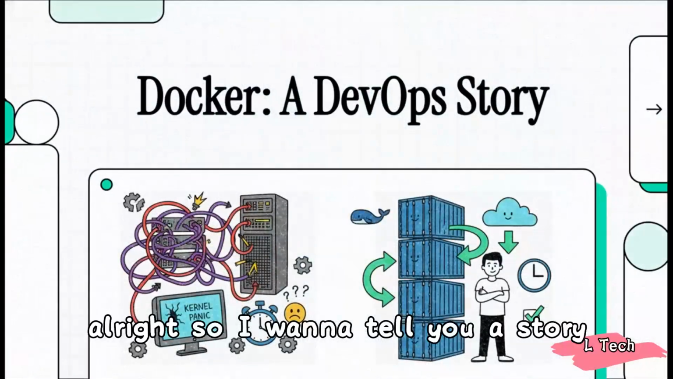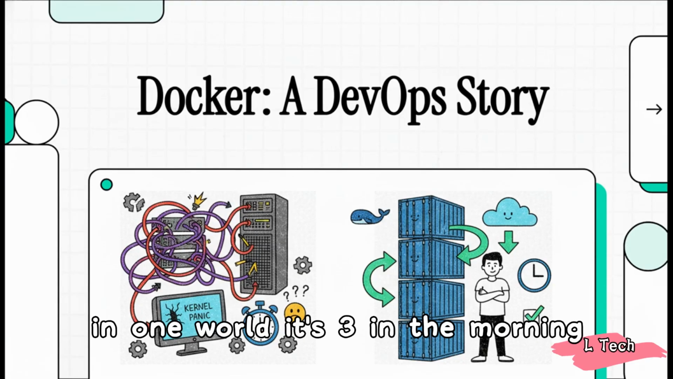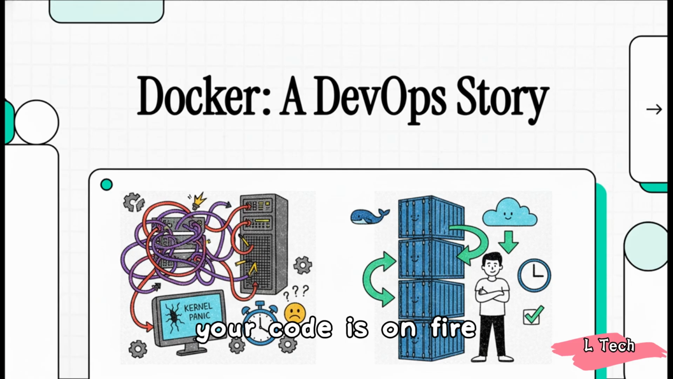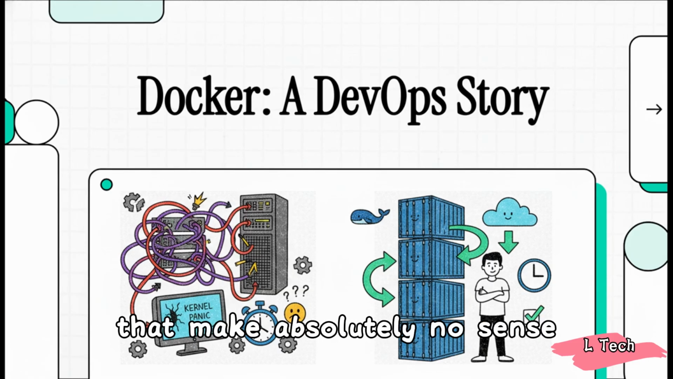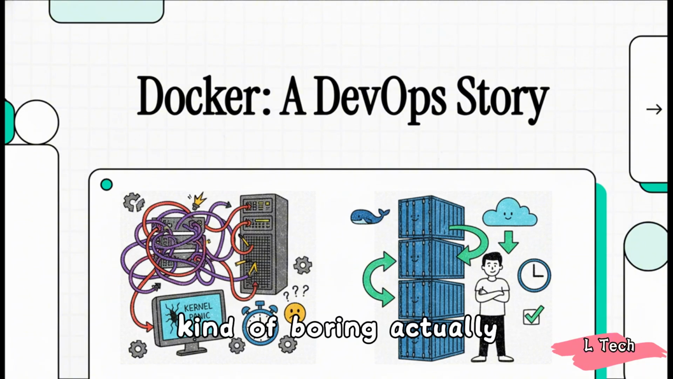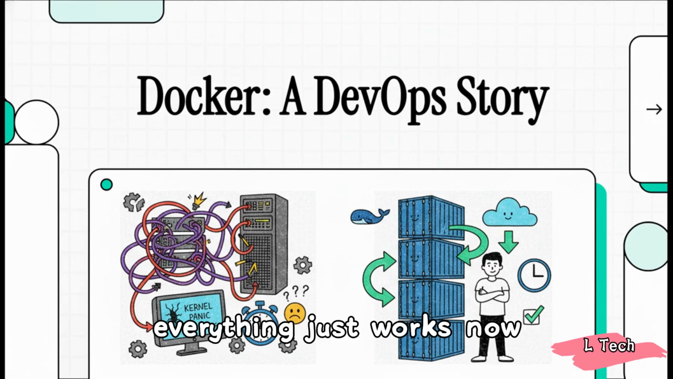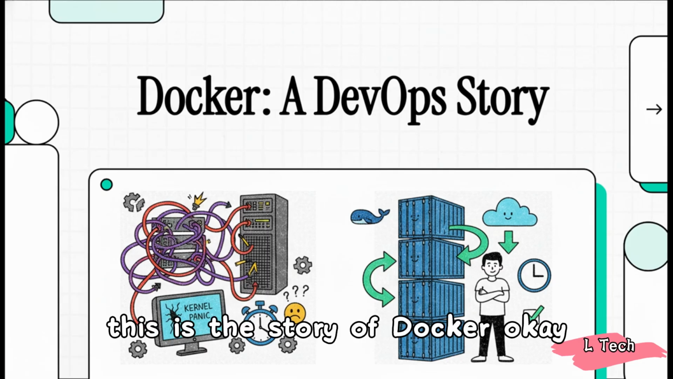All right, so I want to tell you a story. It's a tale of two completely different worlds. In one world, it's 3 in the morning, your code is on fire, and you are just drowning in error messages that make absolutely no sense. But in the other world, well, it's calm. Deployments are kind of boring, actually. Everything just works. Now, this isn't some developer fantasy. This is the story of Docker.